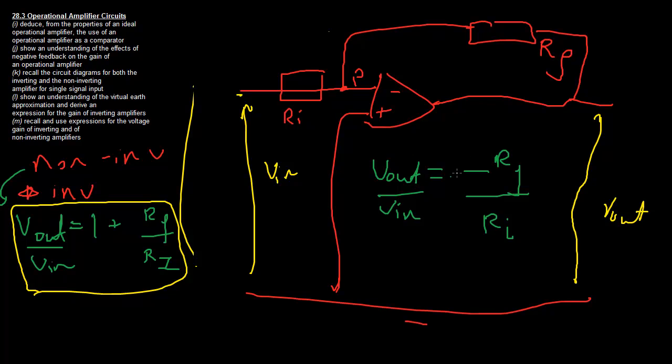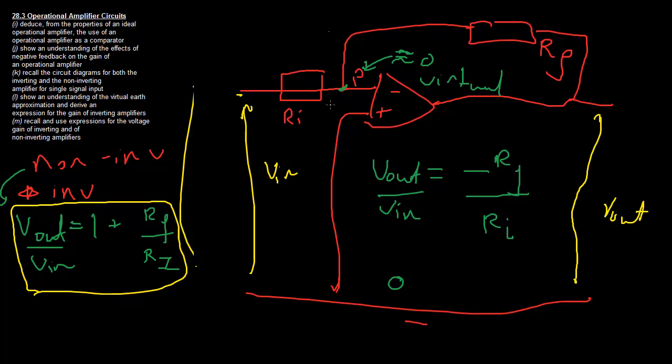And the thing is, we actually have to know how to derive this in A-level physics. So where does this come from? It all comes from the supposition, the principle, that P approximately equals 0, and because of that it's called a virtual Earth, because it serves the same purpose as Earth, being at 0 volts, because that's what we compare it to. And how do we prove that at point P, this point here, there's 0 volts?